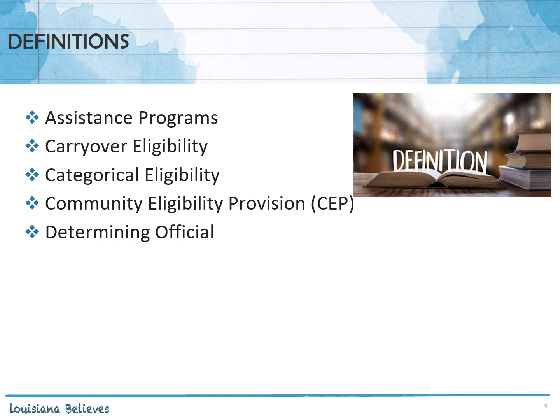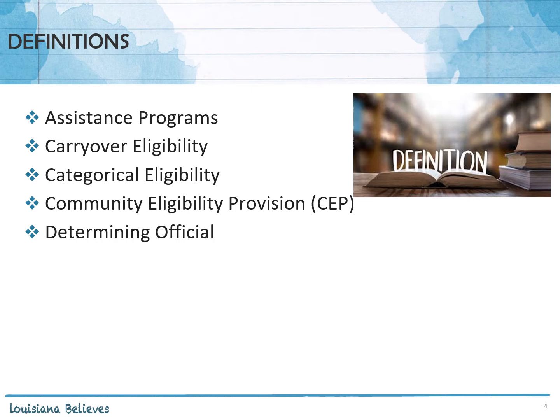Categorical eligibility. Automatic eligibility for free meals or free milk due to a child or any household member's receipt of benefits under an assistance program or a child's designation as other source categorically eligible, which can be found at 7 CFR 245.2. Community eligibility provision is abbreviated CEP.